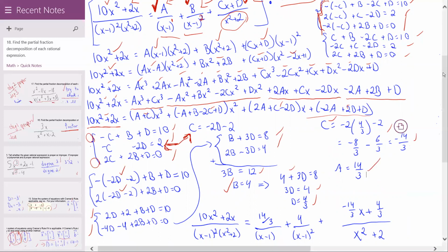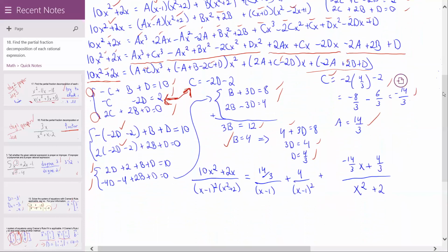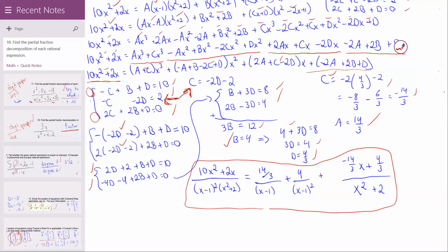And now once again, that is not the final answer. The final answer is when you plug in the a, b, c, and d into the problem, which means this original is exactly equivalent to 14/3 over x minus 1 plus 4 over x minus 1 squared plus negative 14/3 x plus 4/3 over x squared plus 2.